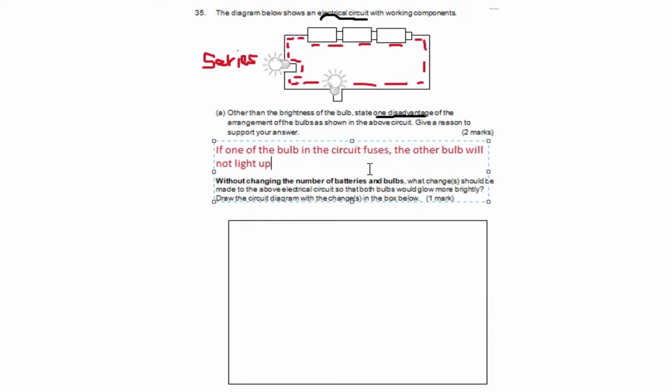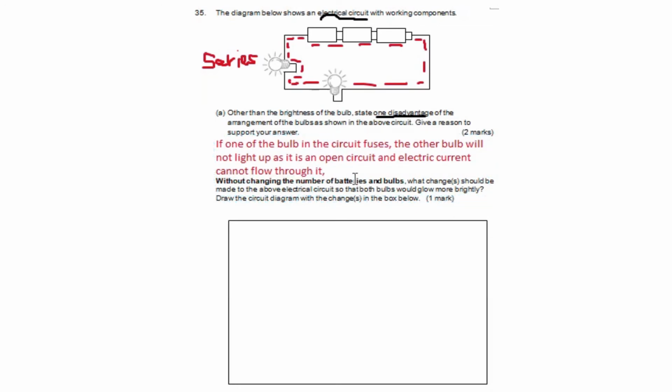You can say, as it is an open circuit and electric current cannot flow through it. Full stop. Okay, so simple. The key concept here is something about open circuit. So that means if it's in series, it is an open circuit when one of the bulbs fuses, so that's why the other bulb will not light up.